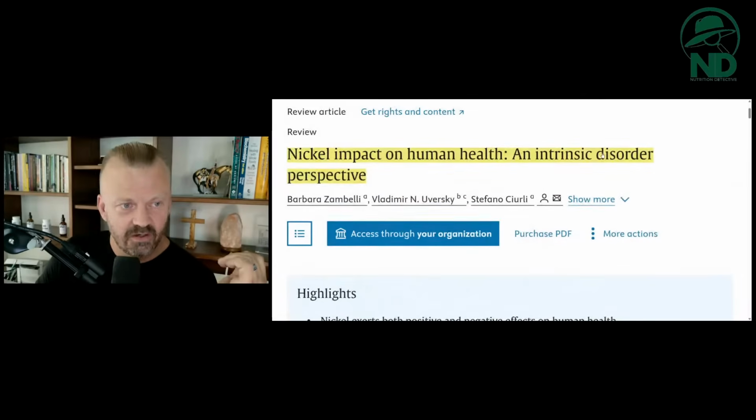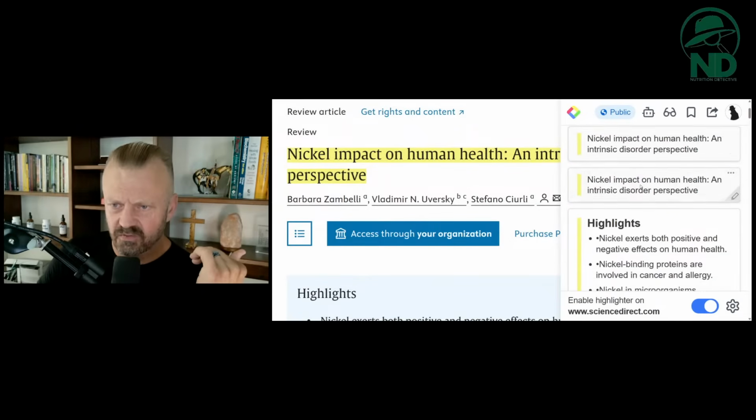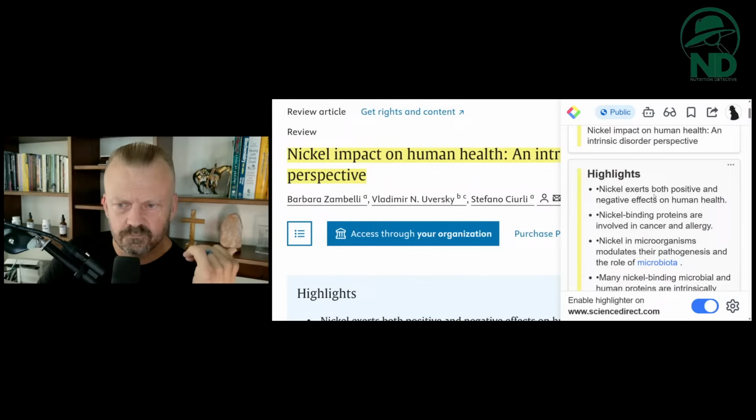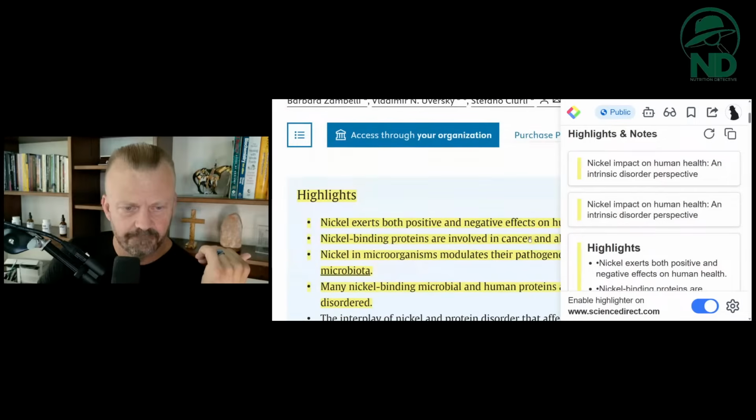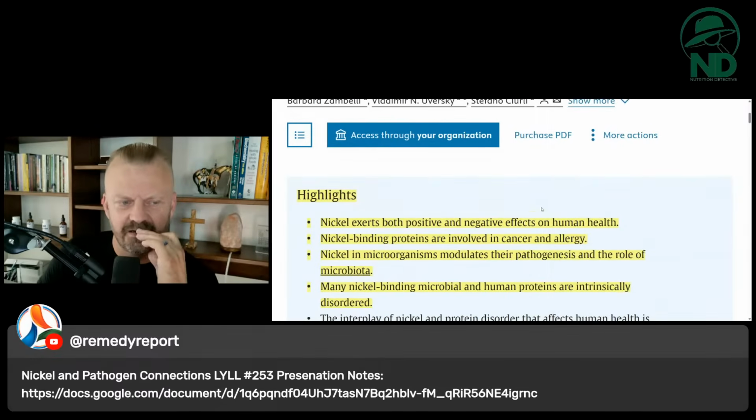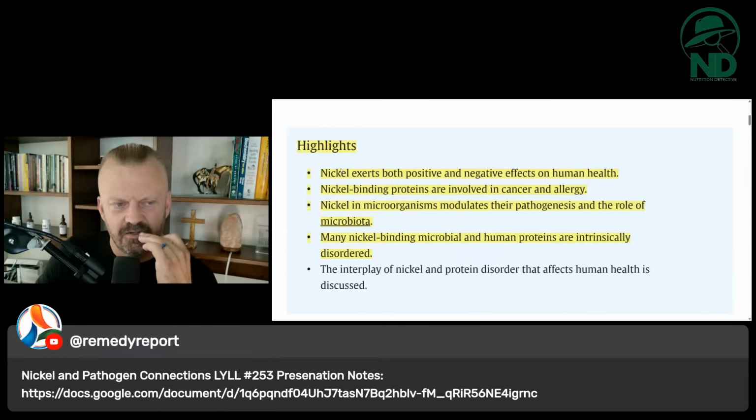This one is nickel impact on human health, an intrinsic disorder perspective. An intrinsic disorder perspective. That's interesting. Oh, let me see. Why is it not showing my highlights? There they are. So I thought the highlights here, we'll hit the highlights. Nickel exerts both positive and negative effects on human health. Go and try to find the positive effects. Go and try to find them.